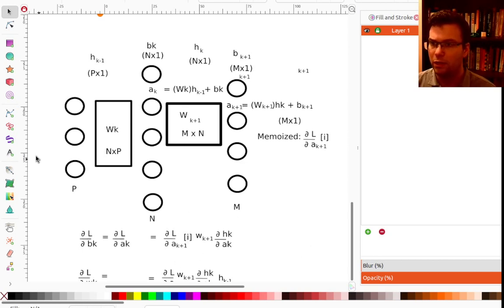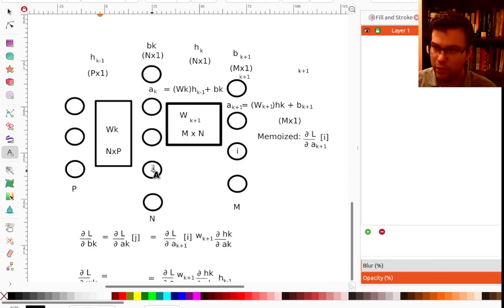So let me try to visualize what that looks like in this case, because there are more neurons involved. Let's say I was looking at, I'll just mark out here an i, the ith component of the derivative with respect to a_{k+1}. And let's say that I wanted to fill in the jth component of the derivative with respect to a_k. So that's what I'm trying to fill in now. So I'll pick out a j over here.